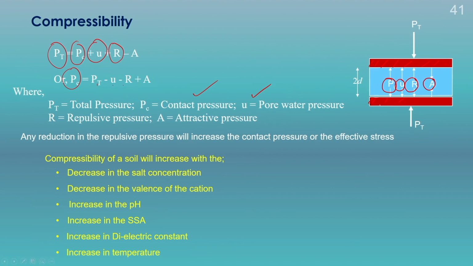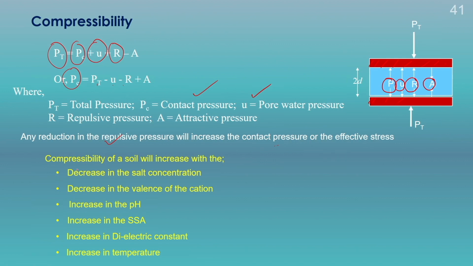Now, if we take an expansive soil, then the particle to particle separation will be quite large. So, there will be no contact pressure between the particles, and therefore, the total pressure will be taken up by the attractive and repulsive pressure. Since it is in a fully saturated state, U will be equal to 0. So, PT will be equal to R minus A. Therefore, any reduction in the repulsive pressure will increase the contact pressure or the effective stress.